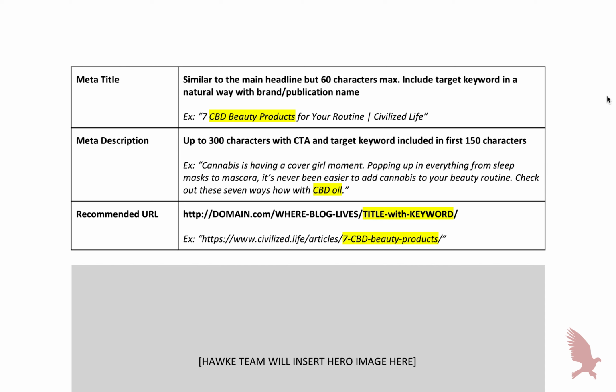Once you're done, go back and highlight the keyword in each of these fields in yellow. This small step allows your content editor and the client to see at a glance that your work has been optimized for search and will win you major brownie points.